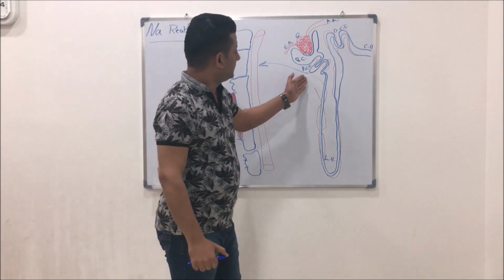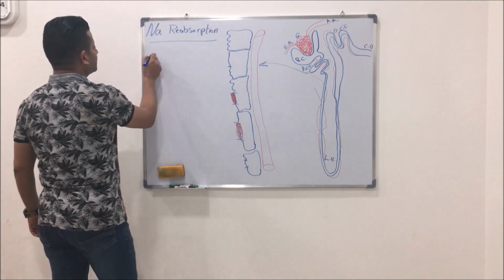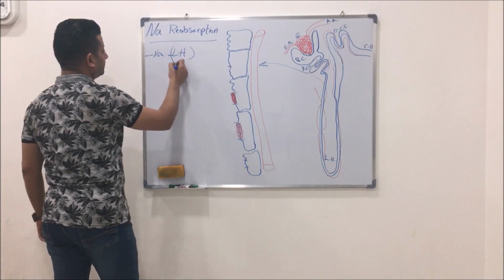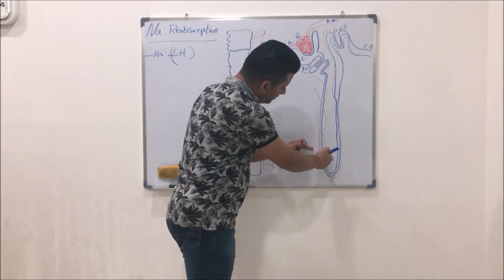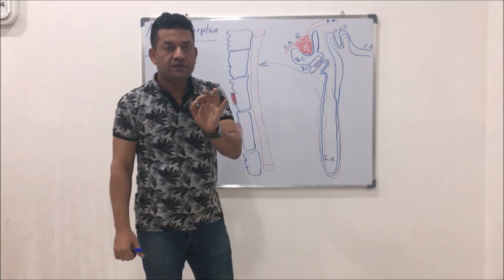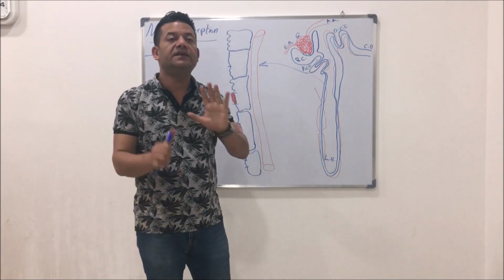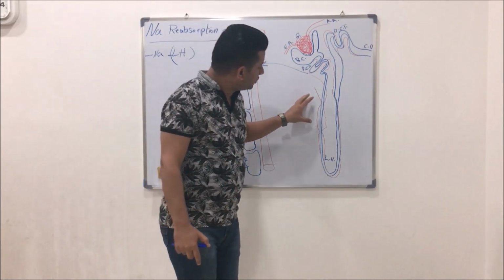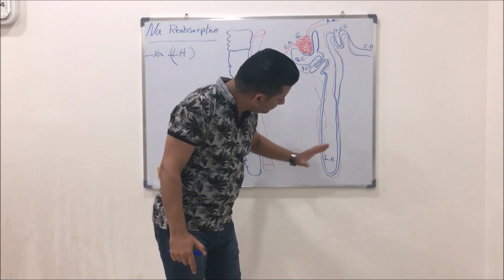Now let's move to the loop of Henle. First of all, reabsorption of sodium in the loop of Henle. We have to focus here on the descending arm of the loop of Henle. In the descending arm of the loop of Henle, there is no reabsorption of any solutes. So reabsorption of sodium does not occur in the descending arm of the loop of Henle.